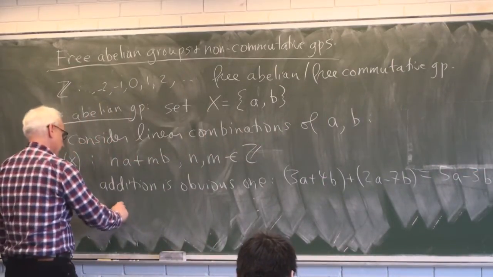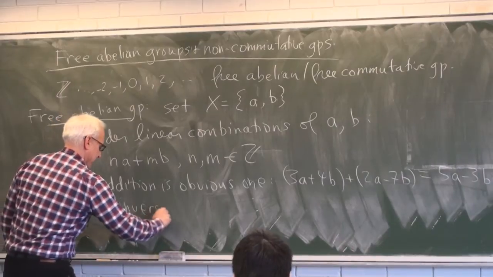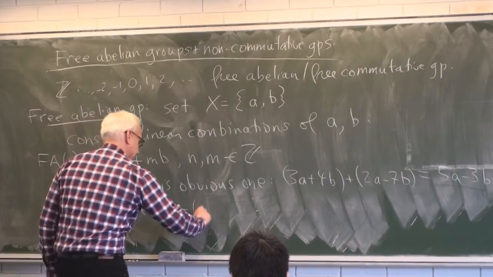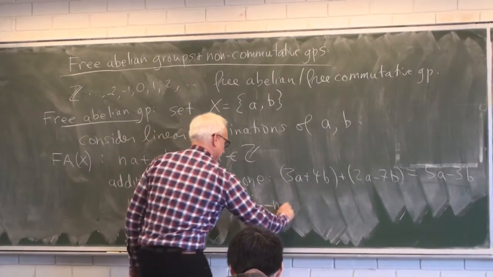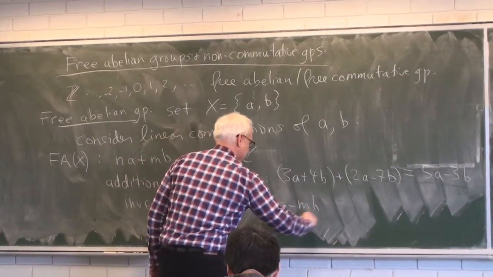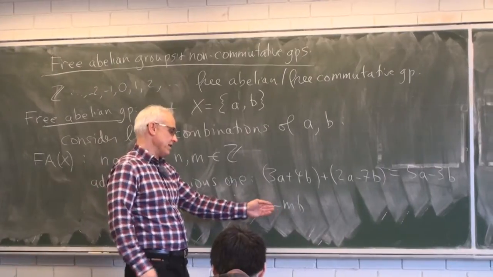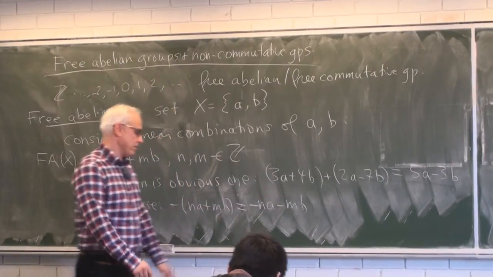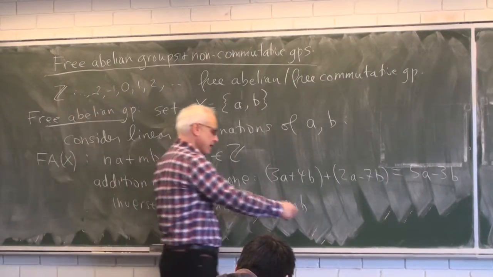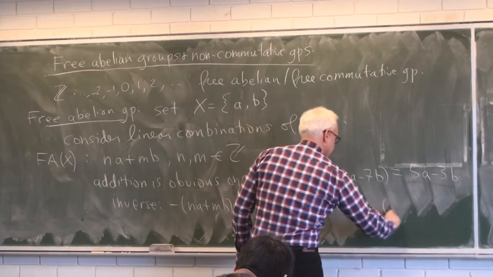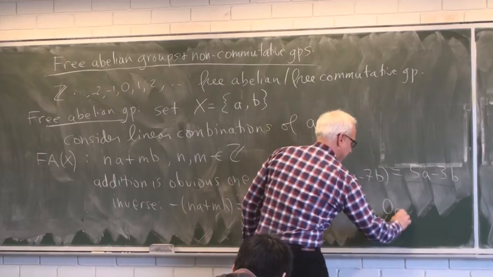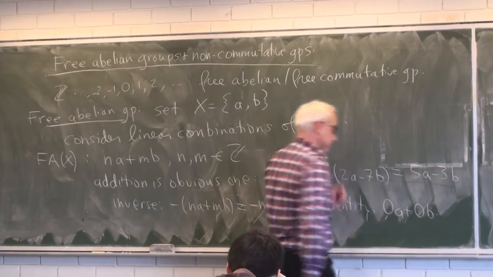And then the inverse of an element like NA plus MB is just minus NA minus MB. And I'll write minus MB instead of plus minus 1 MB. And the identity is just 0A plus 0B.